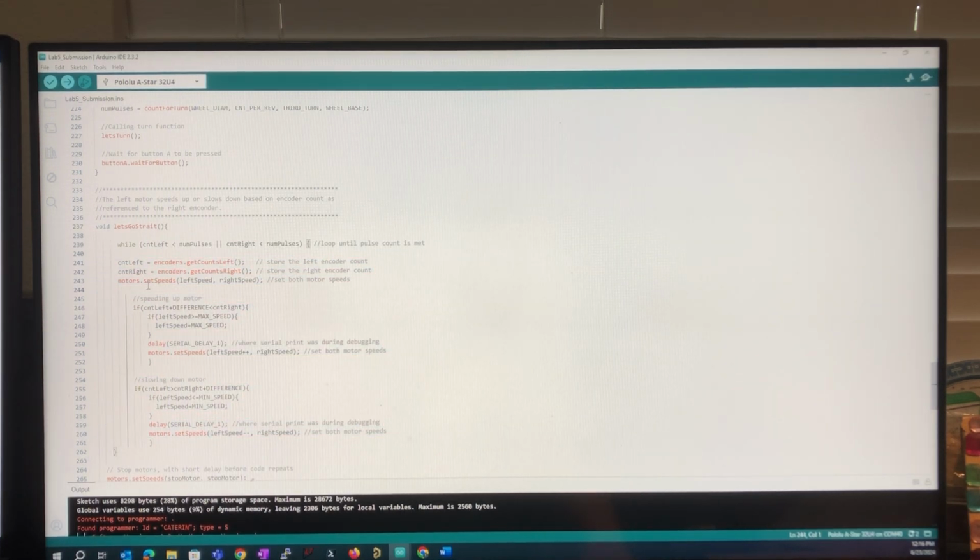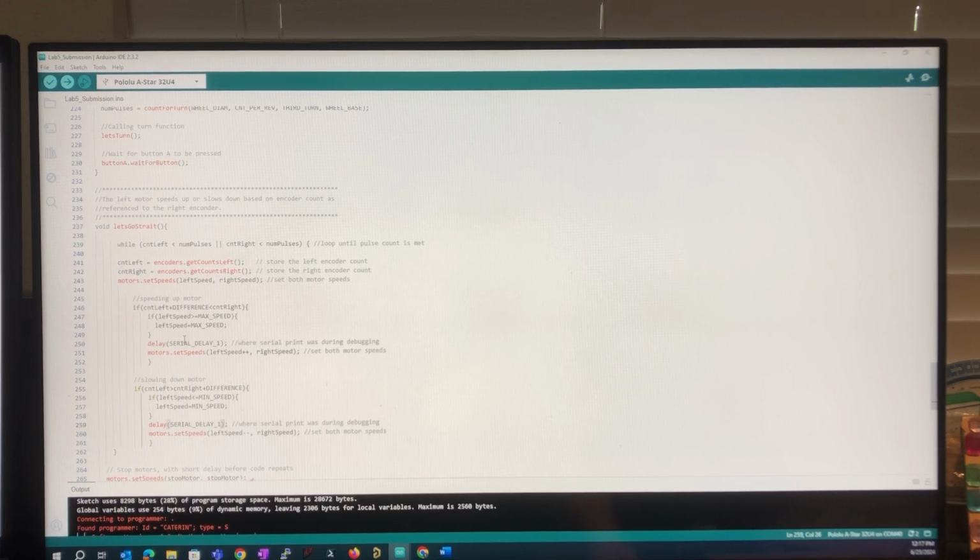setup here. So we get the left and right encoder counts, we set the motor speeds, and this is the difference I was talking about. Right now it's set to 0, but if the left motor count is less than the right motor count, we're going to speed up the motor and we're going to increment it. This serial delay 1, now actually let me go over the second part. And if the left motor count is higher than the right motor count plus difference is 0, I am going to slow down the motor and we'll decrement it.